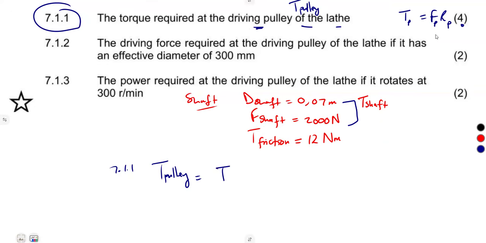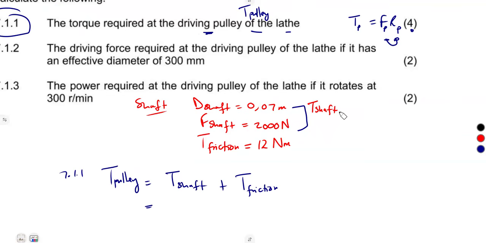So we're limited with this formula for now. Yes, we're going to use it maybe later, but for now it is limited. So here you can add the shaft torque plus the friction, which is like the total torque of the pulley. From the shaft, you have to calculate it from force times radius. So T shaft is the force of the shaft times the radius, just like for the pulley, force times radius.